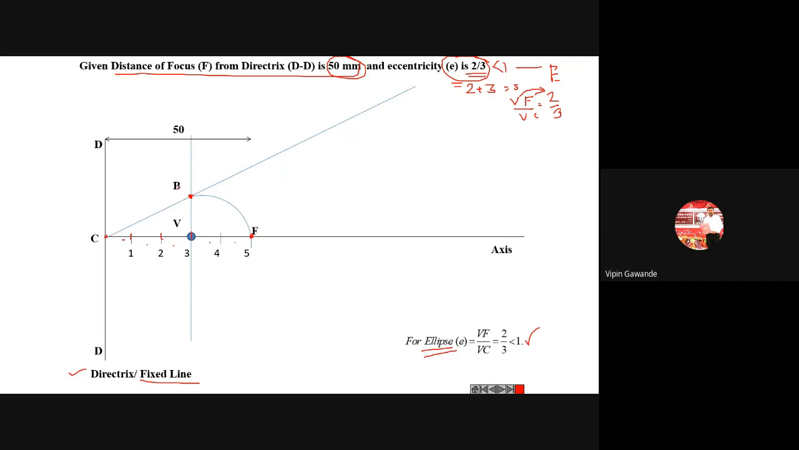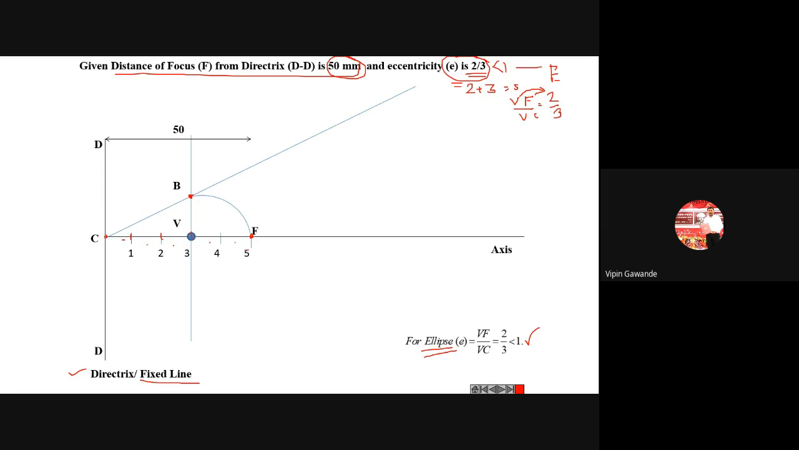How did we get B here? We have drawn one vertical line, we have taken the VF distance in the compass and drawn one arc. We got B. Now join CB. So you will get this type of line. This construction is the same for the parabola and the hyperbola. Similar steps are there for parabola and hyperbola.